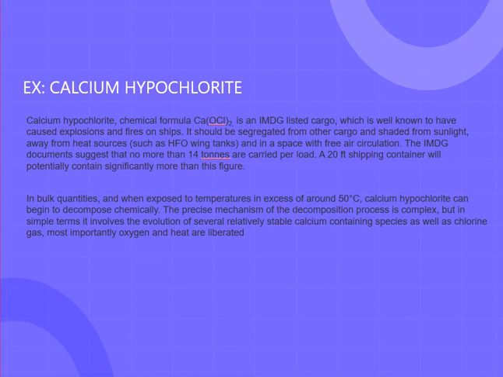In bulk quantities and when exposed to temperatures in excess of around 50 degrees Celsius, calcium hypochlorite can begin to decompose chemically. The precise mechanism of the decomposition process is complex, but in simple terms, it involves the evolution of several relatively stable calcium containing species as well as chlorine gas. Most importantly, oxygen and heat are liberated.